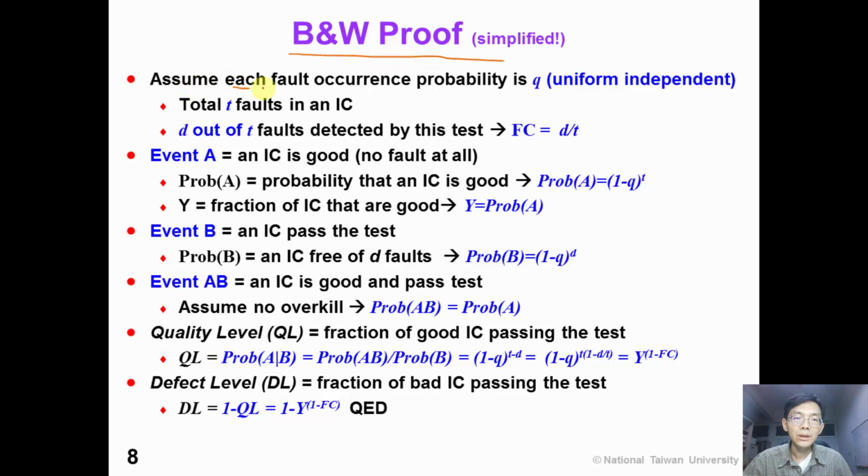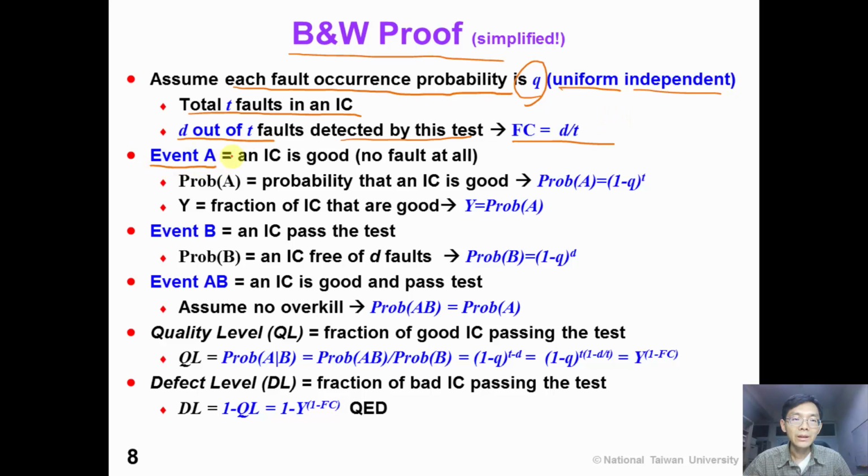Let's assume that each fault occurrence probability is Q. Suppose this probability distribution is uniform and independent. Suppose there are totally T faults in the IC. We can detect D out of T faults by this test. By definition, fault coverage is equal to D over T.